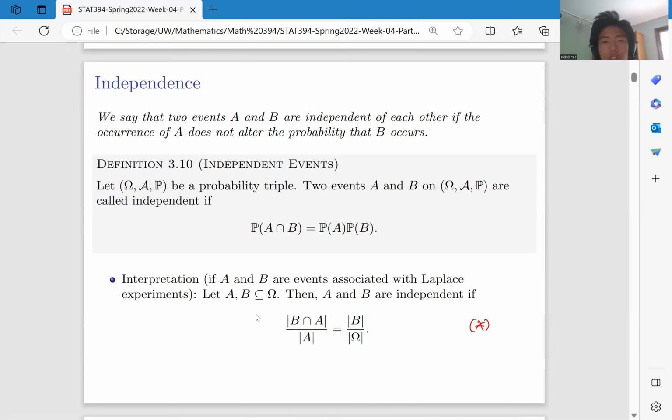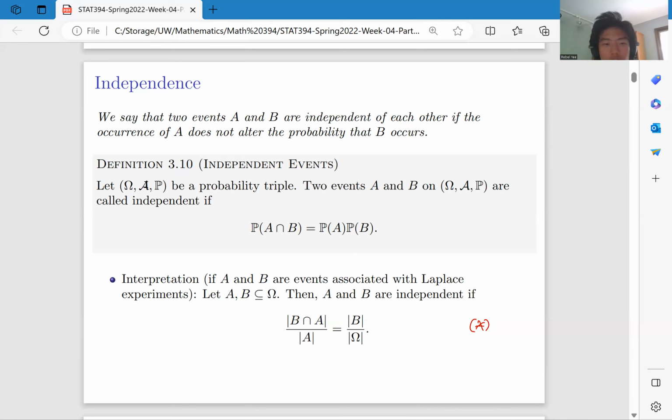But here we talk about two events, A and B, being independent of each other if the occurrence of A does not alter the probability that B occurs. Which means that if A has already occurred, the probability that B occurs is not influenced by A. This seems a little abstract for now, but we'll see more examples and understand it graphically later.